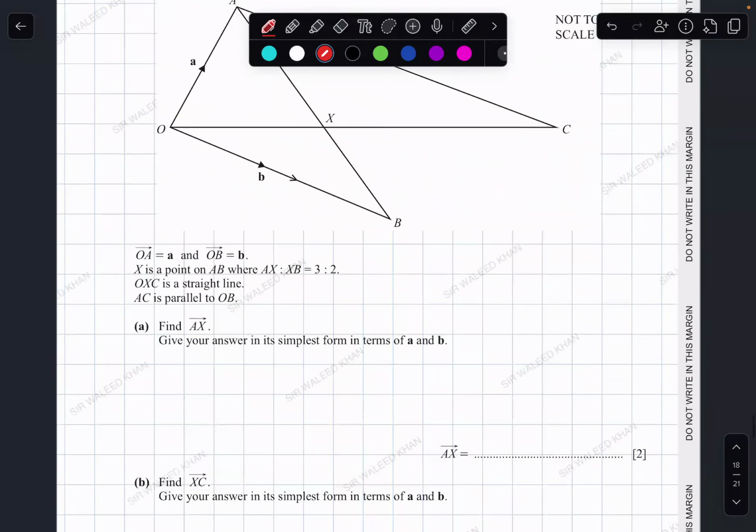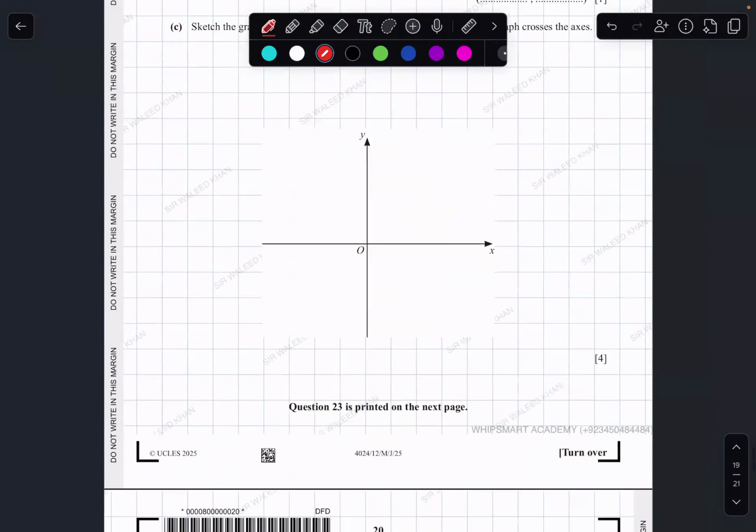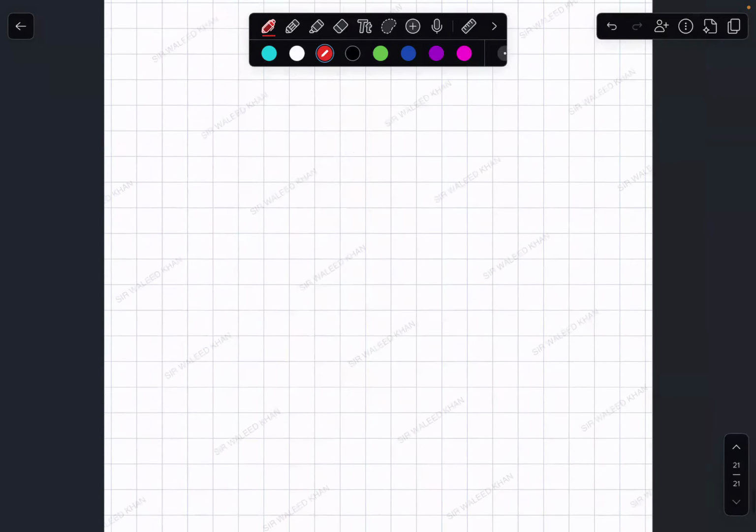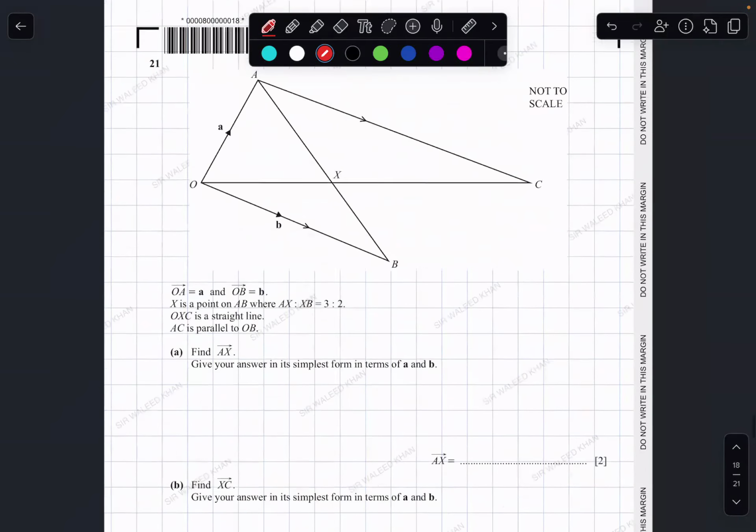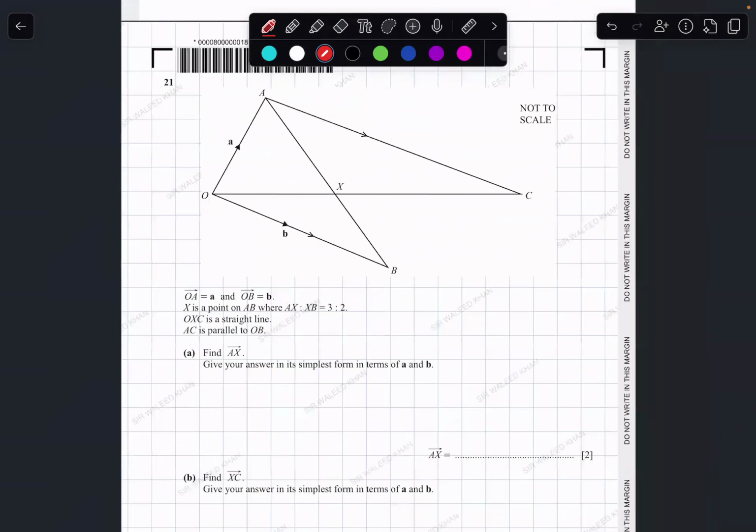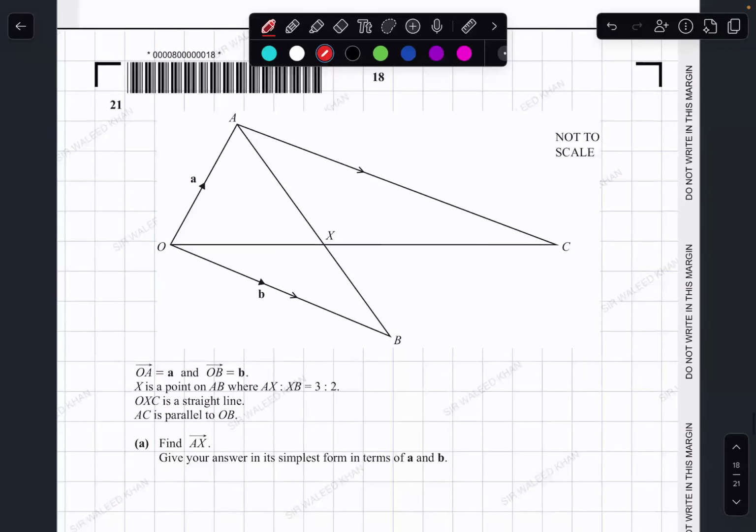Question number 21. How many questions are we left with? 2 more, 3 more. So OA, OB is given. X is a point, and they have given us a ratio over here. AX ratio XB is 3:2. OX is a straight line, AC is parallel to OB.